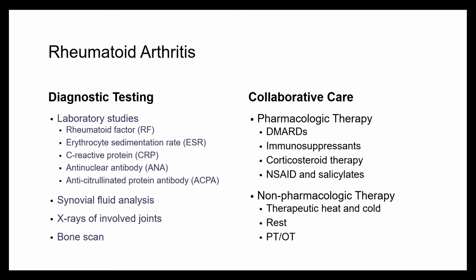Corticosteroid therapy also may be used at times. This can be either low oral dose therapy for short periods of time during periods of exacerbation. They will not want to keep the patient on long-term corticosteroids. They also may use the intra-articular injections as part of the treatment plan during periods of exacerbation for the patient. NSAIDs and salicylates are another option that can be used on a long-term basis in patients with rheumatoid arthritis.